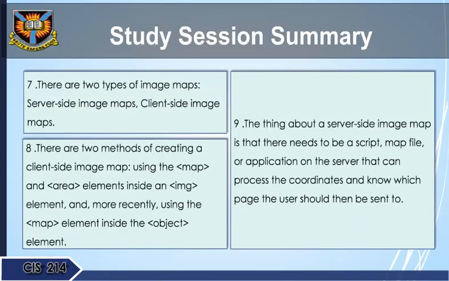7. There are two types of image maps: server-side image maps and client-side image maps. 8. There are two methods of creating a client-side image map: using the map and area elements inside an IMG element, and more recently, using the map element inside the object element.